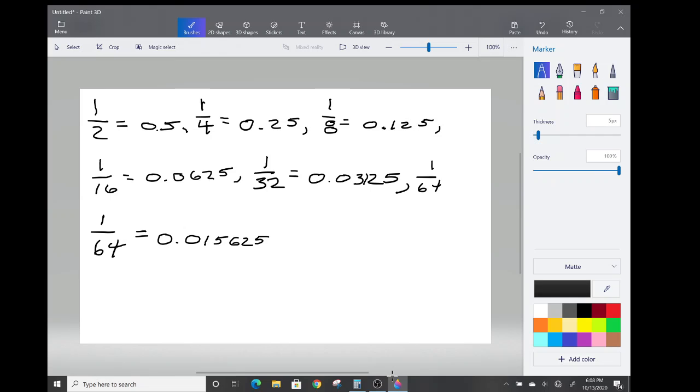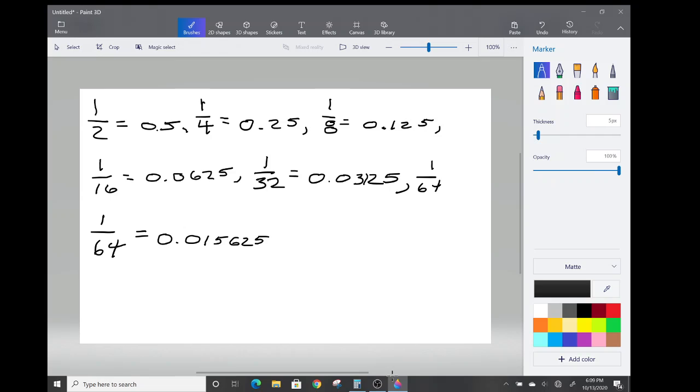Now, if we said we wanted to go to only 4 decimal places, 1, 2, 3, 4, we would round just to 4 decimal places. And how do we round numbers? Well, if we're going to 4 decimal places, we look at the 5th decimal place. Since that's a 2, it's less than 5, we would ignore it, and it would just be 0.0156.